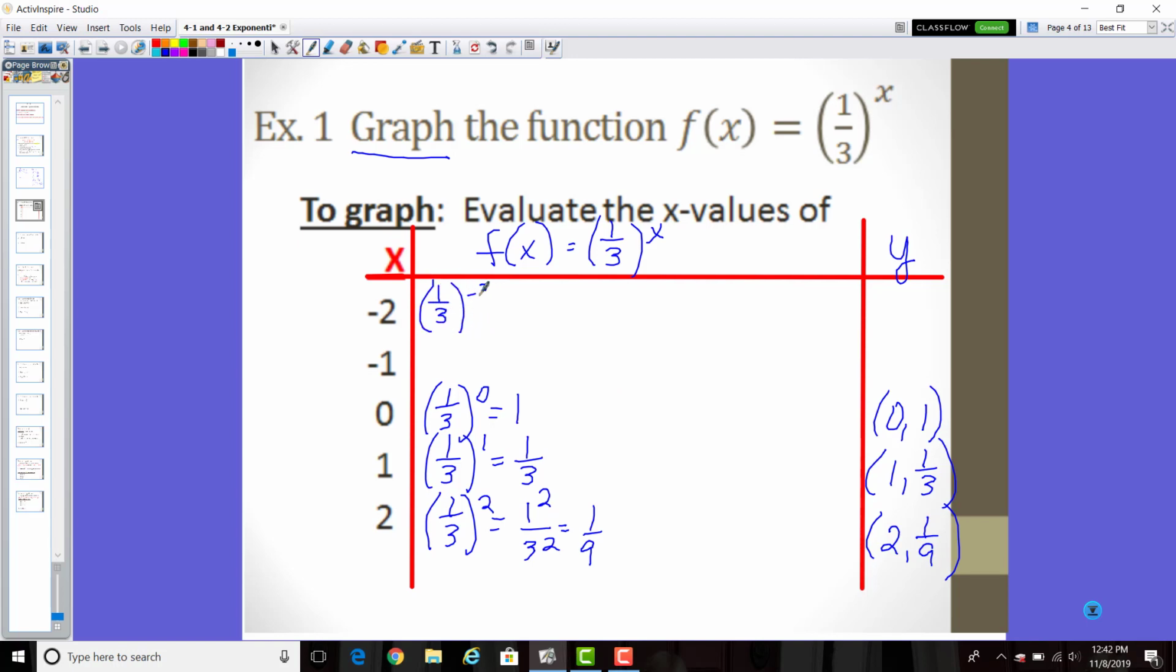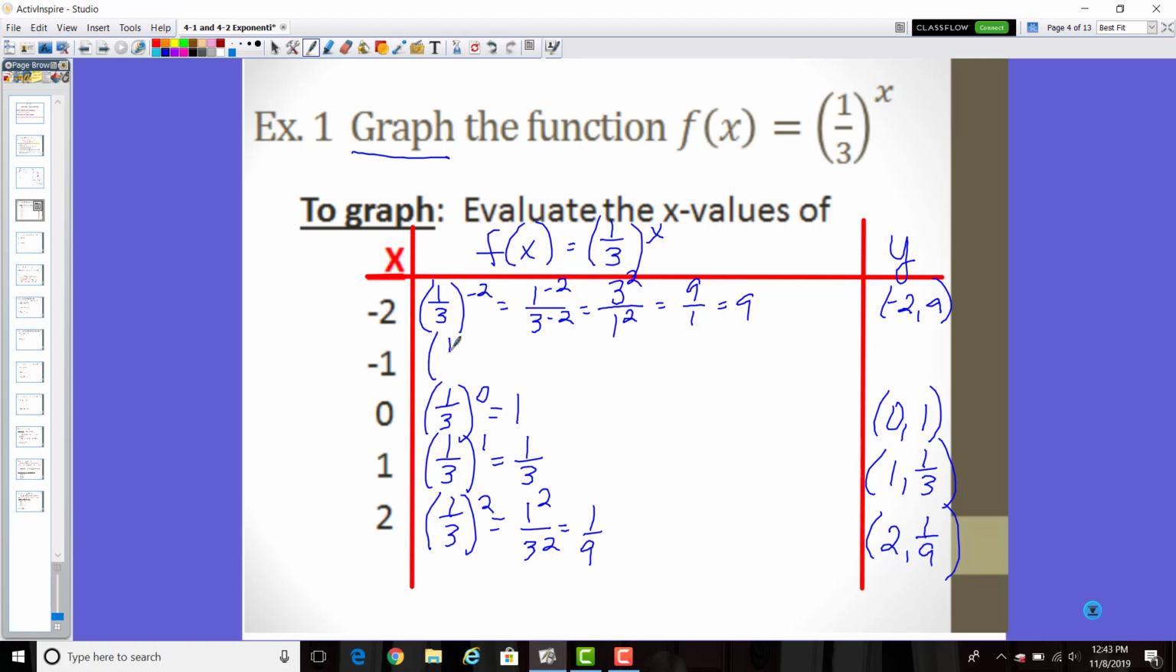1/3 to the negative second is going to mean 1 to the negative second over 3 to the negative second. That does not mean -1 over -9. That means we have to make these exponential terms with negative exponents positive. So I'm going to move the 1 on the top down to the bottom and become 1 squared, the 1 on the bottom up to the top and become 3 squared. Now that these individual exponential terms are positive, I can evaluate them. 3 squared is 9, 1 squared is 1. So when I plugged in -2, I got out 9.